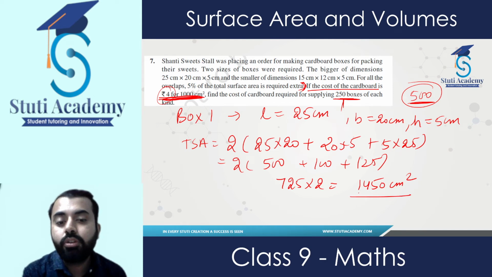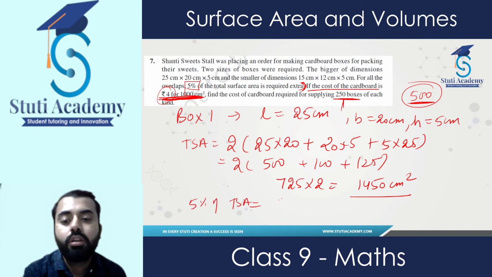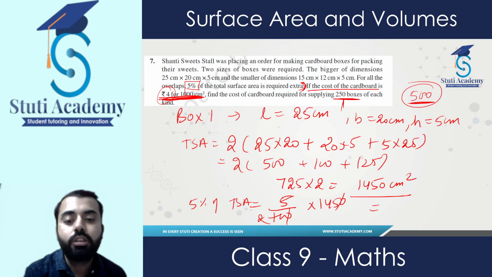Now, that was the original TSA. I had to add its 5% extra. Now, take out its 5%. 5% of TSA is 5 over 100 multiplied by 1450. Solving this, we get 72.5 extra, right? An extra 72.5.